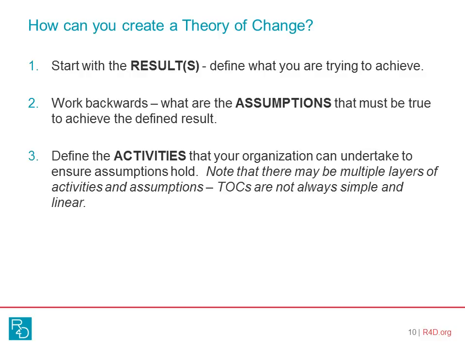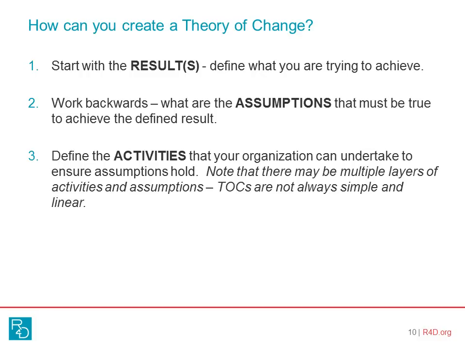Second, working backwards, you can define the assumptions that need to be true to achieve that defined result. And again, these assumptions can be layered and take place over several levels. Third, and finally, you can define the activities that your organization can undertake to ensure that the assumptions or intermediate outcomes hold.